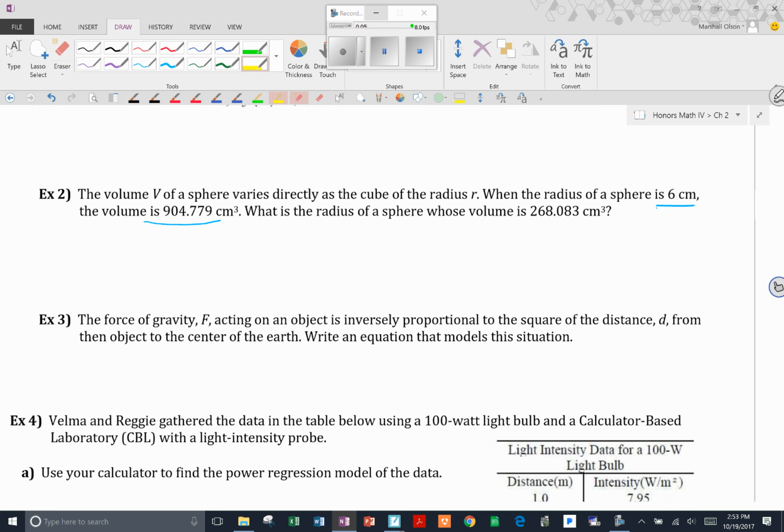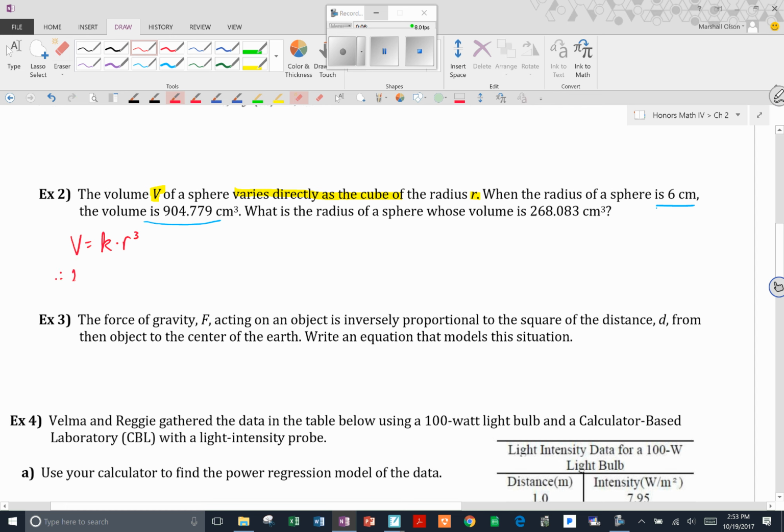Let's start by interpreting what this says. V varies directly as the cube of r. So V equals some constant of variation k times r cubed. If it would have said inversely there, then it would have been -3. But it didn't, so it's +3. And now we can use our values 6 and 904.779 in order to find k.